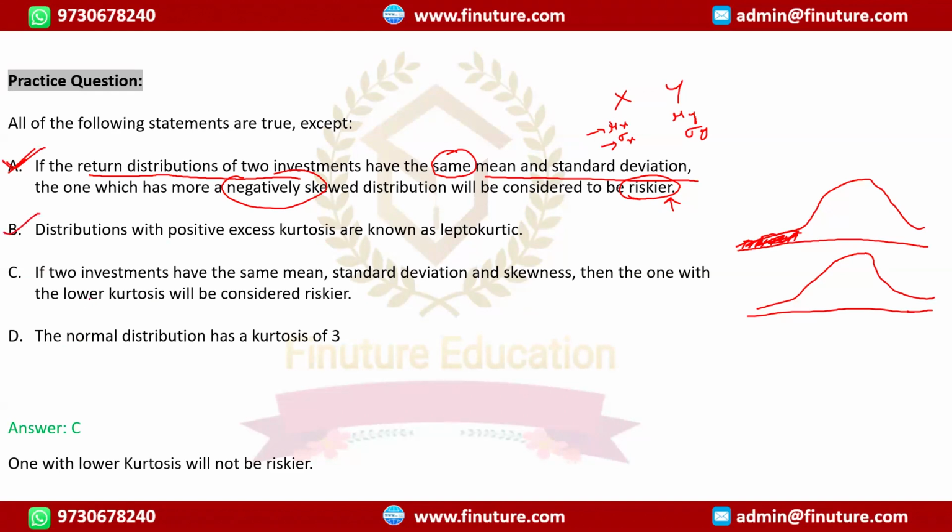Now, if two investments have the same mean, standard deviation and skewness, now skewness is also the same, then the one with a lower kurtosis will be considered as riskier.